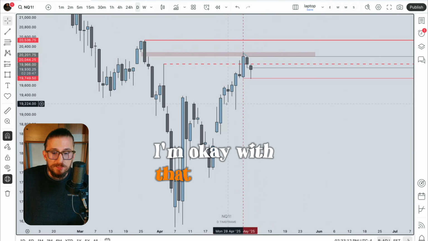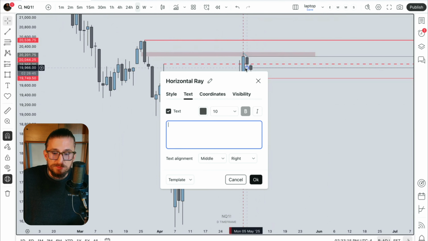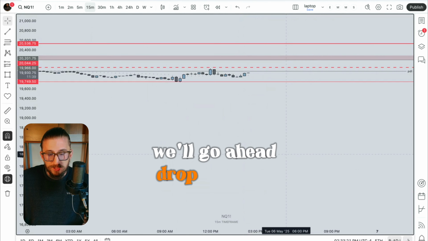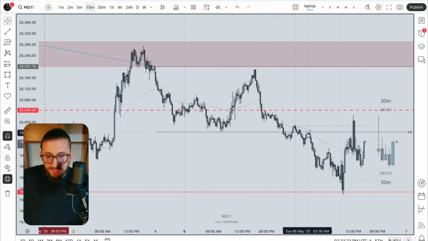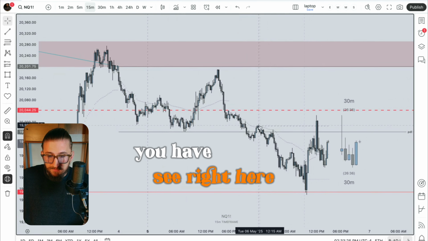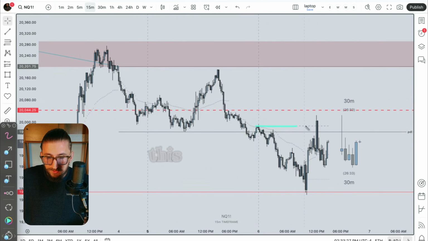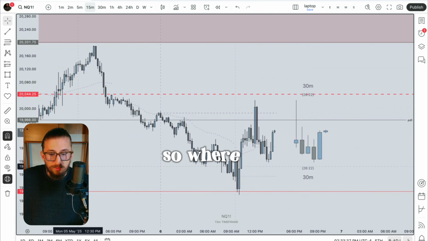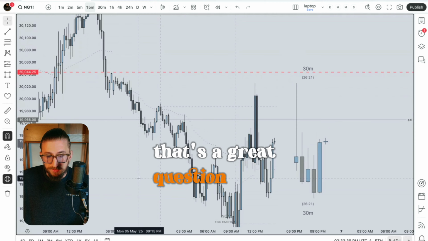I'm okay with that. Now, how am I looking to trade this? Well, number one, prior day low is going to be a key reference for us. We'll go ahead, drop down to a lower time frame, and you can see right here, you have midnight open, this dotted line. You see that we traded lower, we form lower highs, and we break down. And then we rally, and then we break down again. So where do we look to get positioned in this? That's a great question, right?